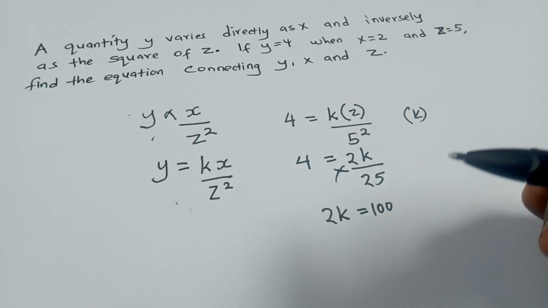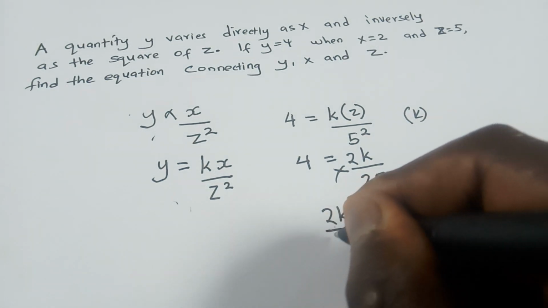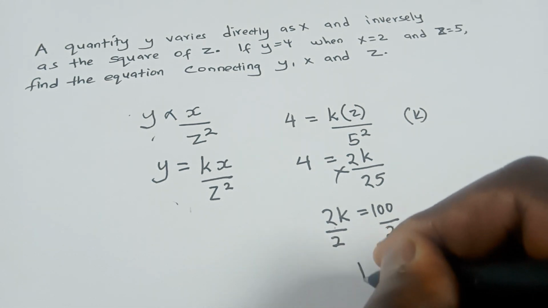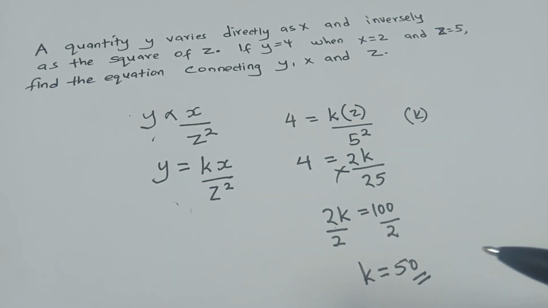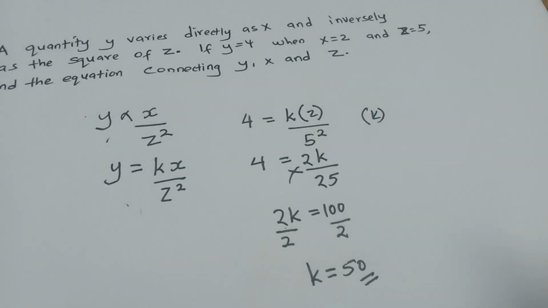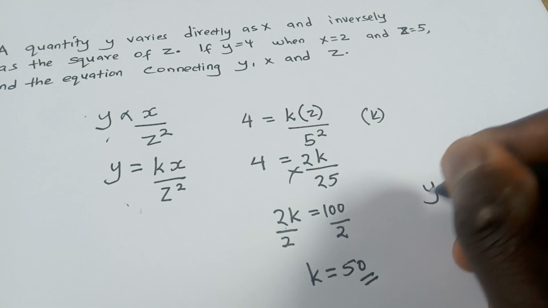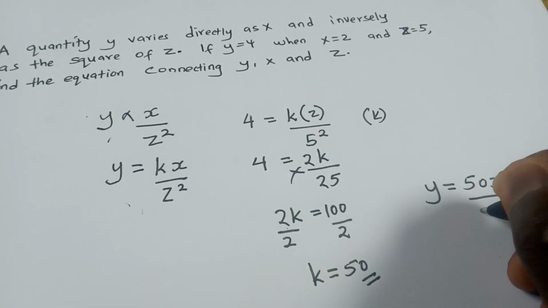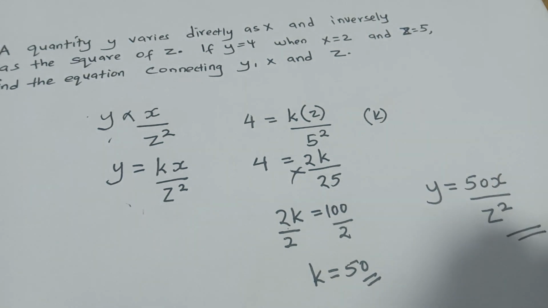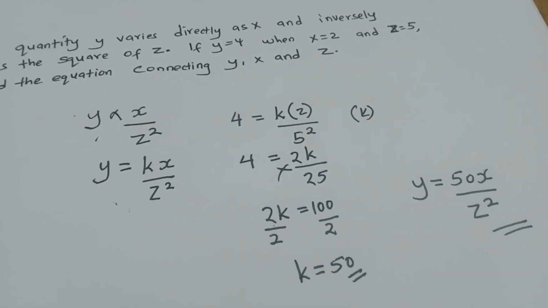So having that, for us to get the value of k, we divide both sides by 2, and we are going to have our k as 50. So having our constant of proportionality as 50, the equation connecting y, x, and z will therefore be y is equal to 50x over z squared. And that is the equation that connects y, x, and z. And by doing that, we have come to the final point of our question. I believe you can be able to answer that question.